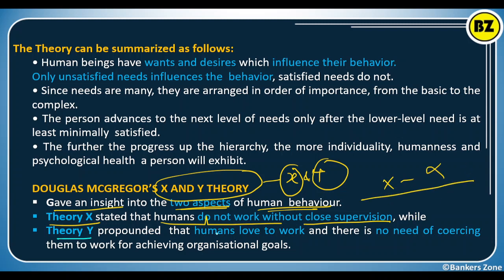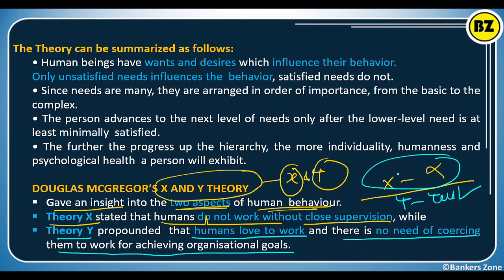And theory Y says that humans love to work, and Y says yes. Yes, we love to work, and there is no need of coercing them to work for achieving the organizational goals. Okay, so theory X says that if you are not observing, monitoring, controlling the employee, they will not work. But theory Y says the employee will work, they love to work. Humans love to work according to theory Y.